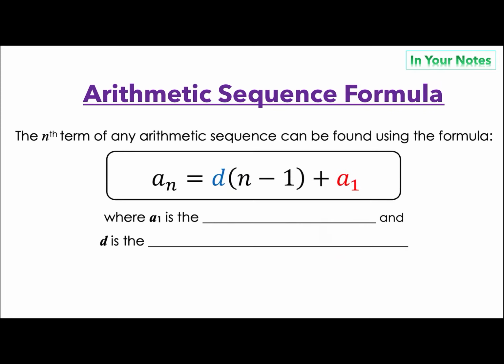So here's the formula. a sub n is equal to d parentheses n minus 1 plus a sub 1. What I want you to notice is that I have color-coded the 2 pieces that will be replaced by numbers. Everything else will stay the same. So the a sub 1 is always the first term, you already know that, and you also already know that d is the common difference.